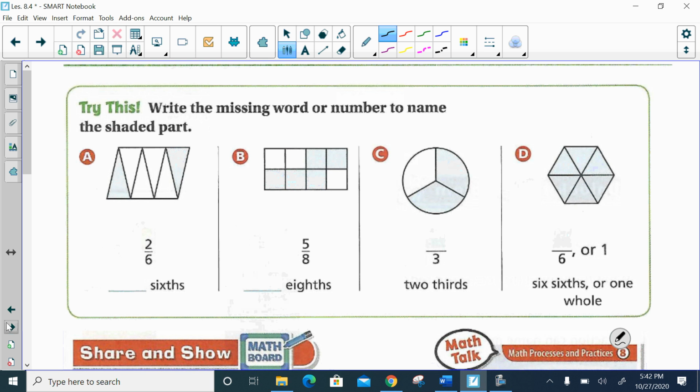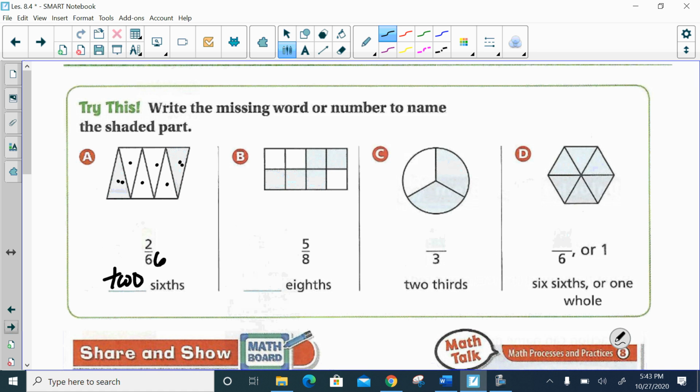Write the missing word or number to make the shaded part. Okay? So we have 2, 6. This is shaded and this is shaded. There's 1, 2, 3, 4, 5, 6. There are 6 parts, 6 total parts. 2 of those parts are shaded. So it's 2 of the 6.